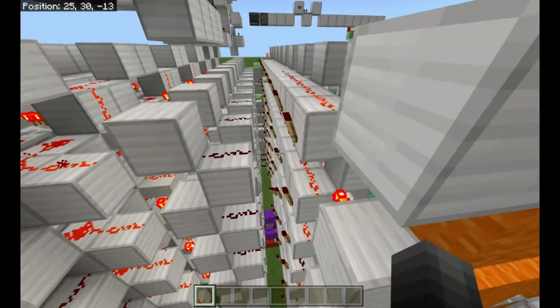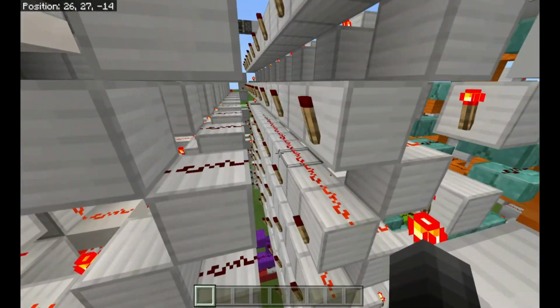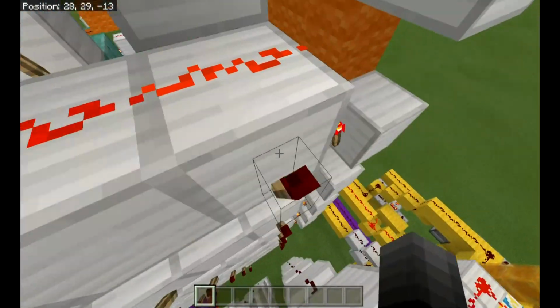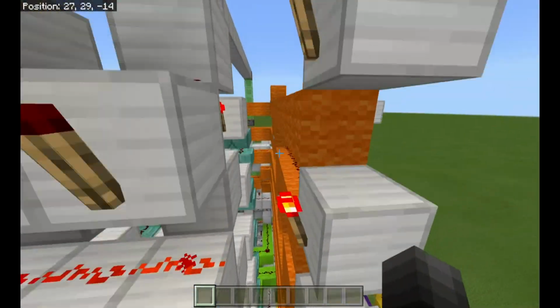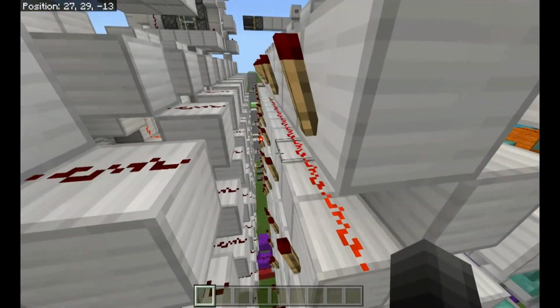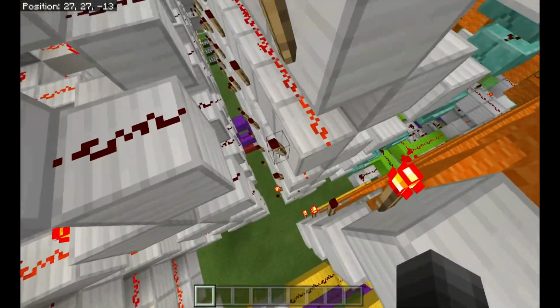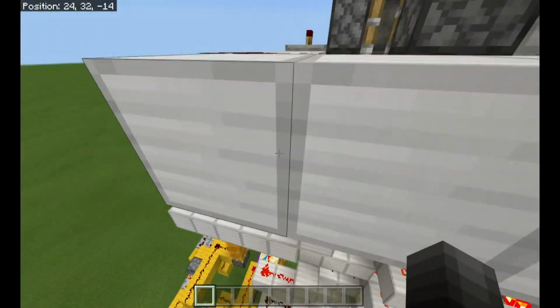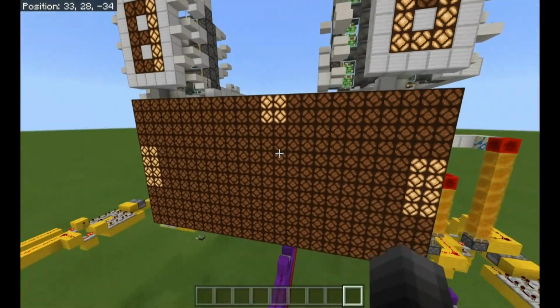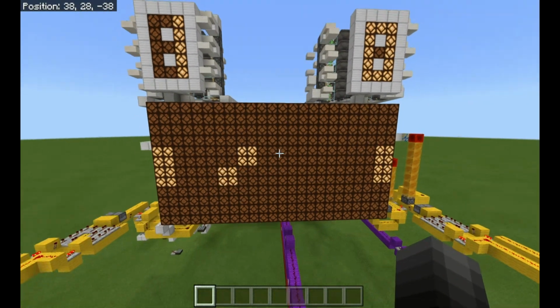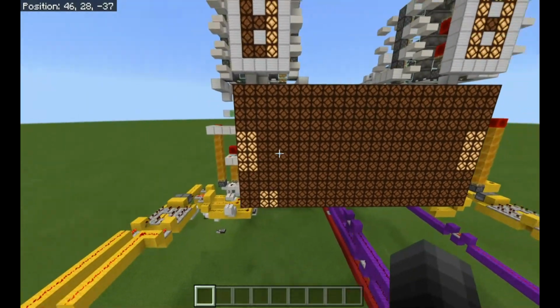Then we send those two lines into a giant AND gate. All these torches here are a massive AND gate. Where the y and the x coordinate line up is what this redstone torch lights up, which is then displayed on our monitor over here. So that's how we get the ball to bounce around.